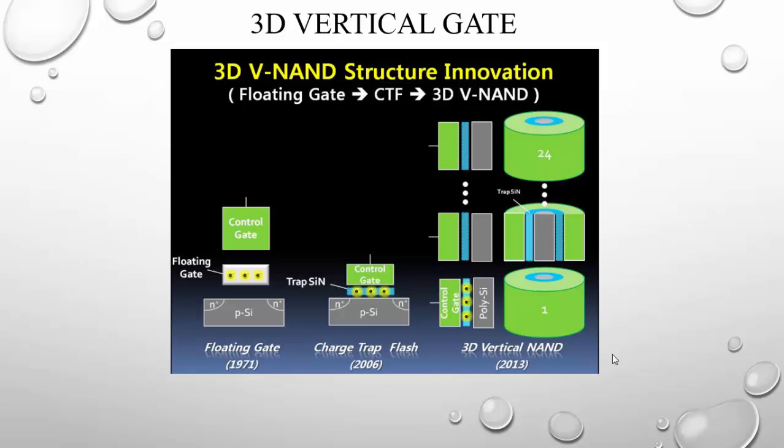So here is the 3D vertical gate, how 3D V-NAND structure innovation works. You can see a charge trap. What is a charge trap? A charge trap was a means of doubling the bit capacity of its products. In simple terms, it doubles the bit capacity of its product, and it was an inexpensive alternative to standard MLC flash. To date, these strategies work very well, they said.